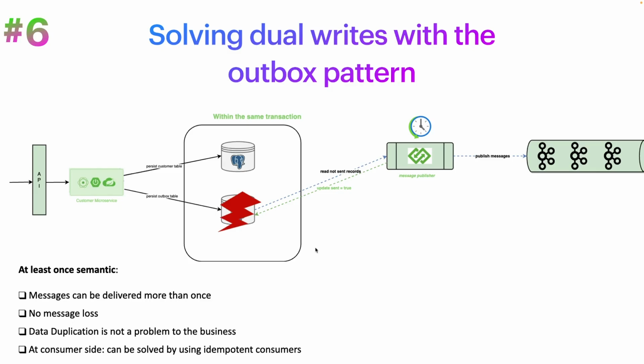And also I want to tell you, when you think about at least once semantic and the data duplication, we should think that at the consumer side, the data duplication maybe is not a problem for our business case. And if you want to solve it at the consumer side, you can use the concept called idempotent consumers. I will show you guys in future videos how we can deal with at least once, which is the message that we are going to duplicate, how we can solve it at the consumer side, how we can solve it using Kafka, and so on. So stay tuned in the next videos.